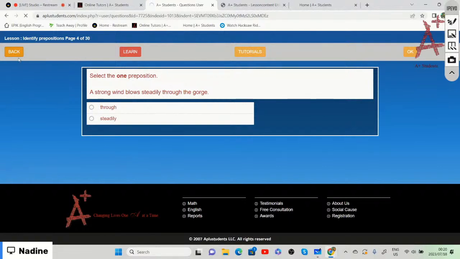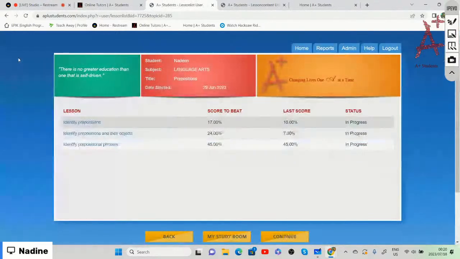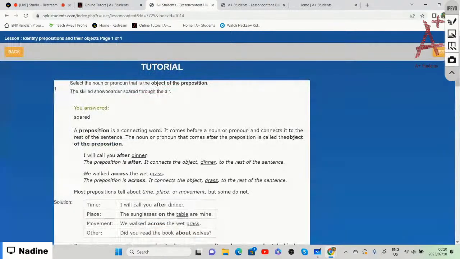All right, so now we are going back to our lessons, right? And we did our first lesson on identifying prepositions. And we said that you do get prepositions either of time, place, right? Or even movement. And some are just other, right? So now we're going on to identifying prepositions and their objects, right? And we say that an object is the noun or the pronoun that comes after the preposition, right? And that is actually the object of the preposition.